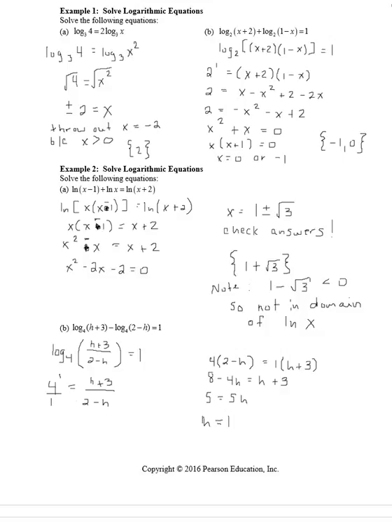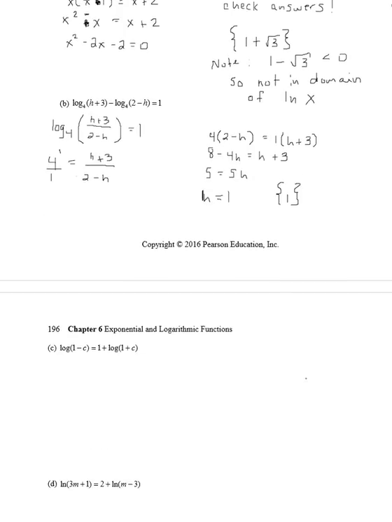Again, check, and we find that we're good, because 1 plus 3 is 4, that's greater than 0. 2 minus 1 is 1, which is greater than 0. So our solution set is 1. So moving on to the next page.